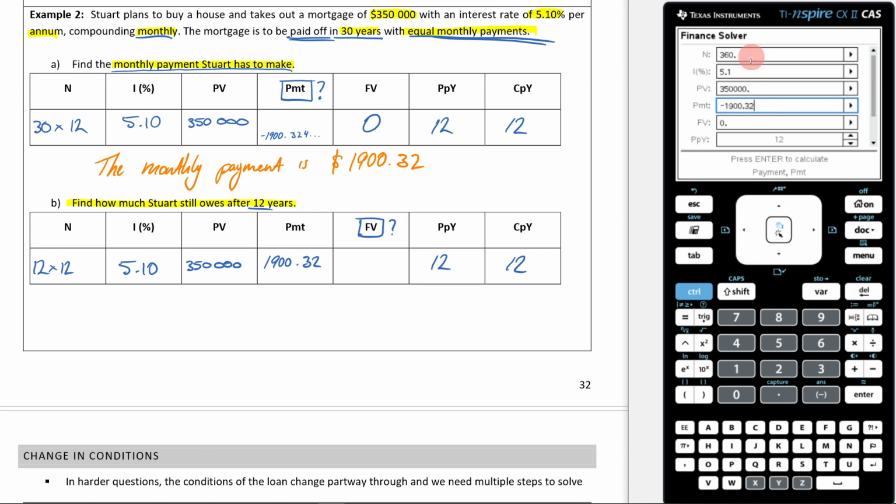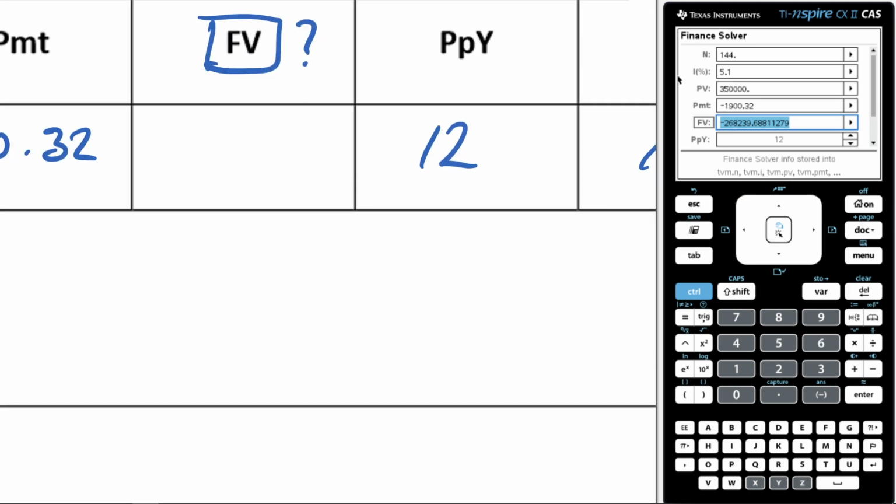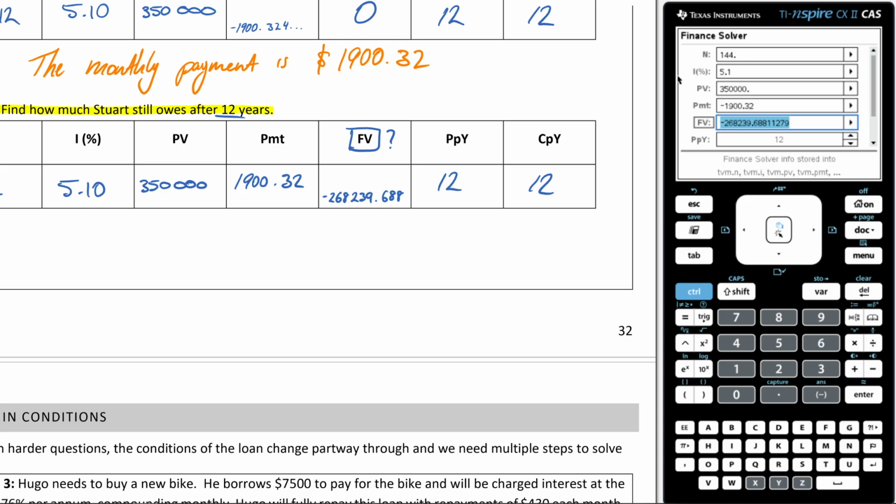Okay, this here is 12 times 12. This is 5.1, this is 350. My future value, I do not know. So let's hit enter there. It's going to be that. All right, so I will come here and put in negative 268,239.688. Okay, why is it negative?